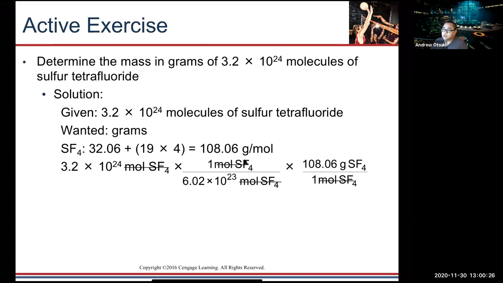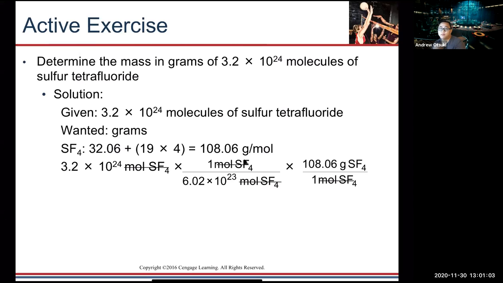Okay, so now the long icky part, we take the molecules of our SF4. Here, mole is an abbreviation for molecules in this case, so don't get confused with the mole unit. They tend to have the same abbreviation. So we take our molecules. Remember, when we're going from molecules to moles, we must be going to a smaller number. So we divide by Avogadro's number to get moles, 1 mole of sulfur tetrafluoride.